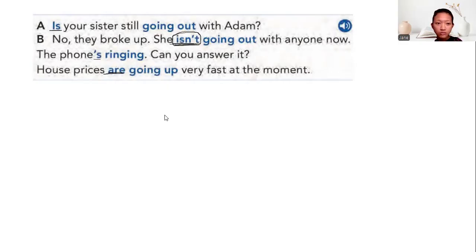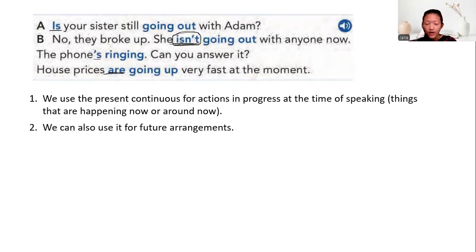Right. Now, moving on. Can you please read the sentences? Here, we use the present continuous tense for actions that are in progress, means still happening right now, or maybe around now. So look at the third sentence. House prices are going up very fast at the moment. What does at the moment mean? It can mean these days, or these months, or these years. We don't know, right? But it's still around now. We can also use it for future arrangements, but we'll see it later.